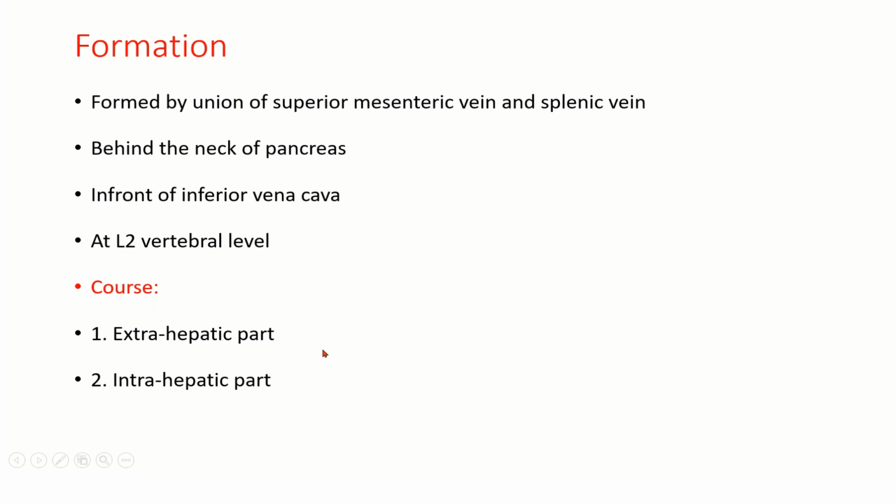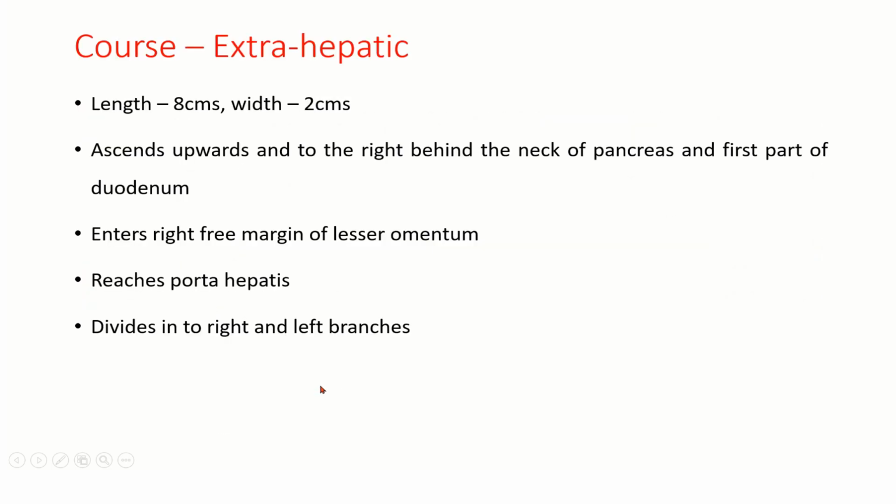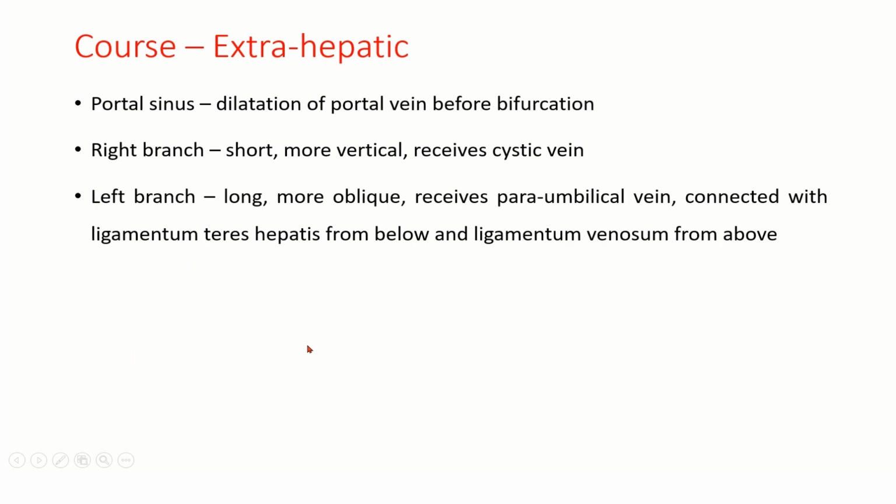Course: the extrahepatic course is from its formation behind the neck of pancreas till the porta hepatis, and within the liver it is the intrahepatic part. The extrahepatic part is around 8 centimeters in length, 2 centimeters in width, ascends upwards and to the right behind the neck of pancreas and also behind the first part of duodenum, enters right free margin of the lesser omentum, reaches porta hepatis, and divides into right and left branches.